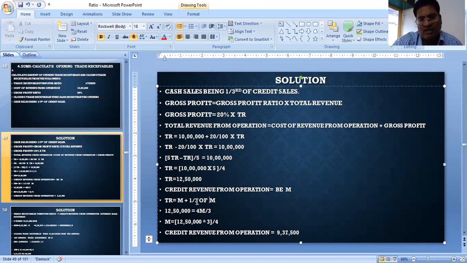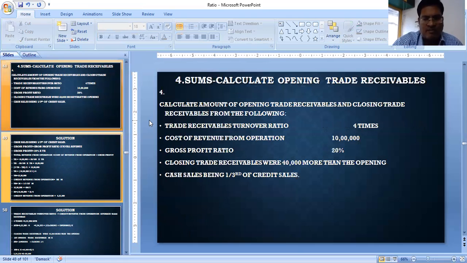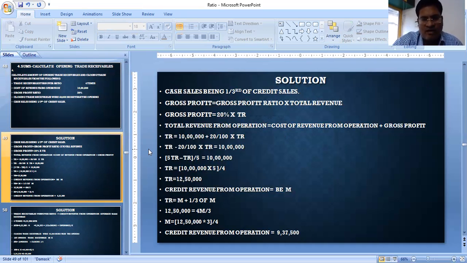The trade receivable turnover ratio was given in the sum as 4 times, and from there we have solved the sum. Trade receivable turnover ratio was 4 times, so we did the sum by taking those 4 times as such.